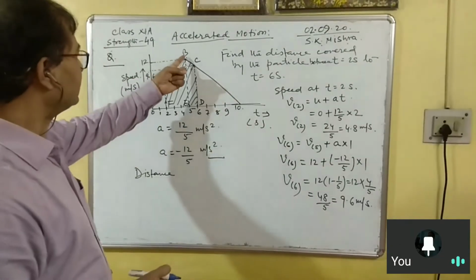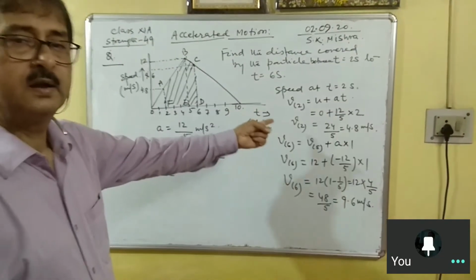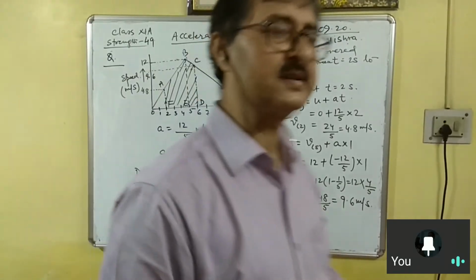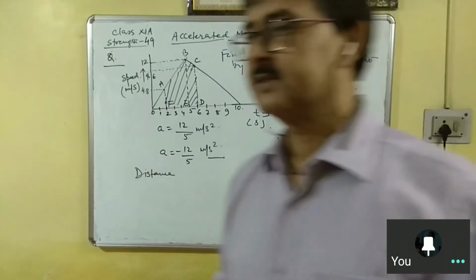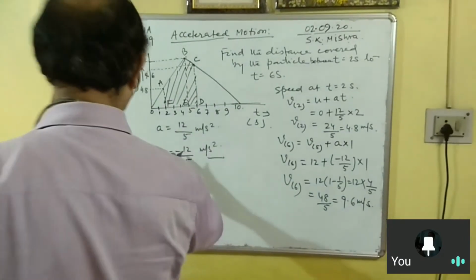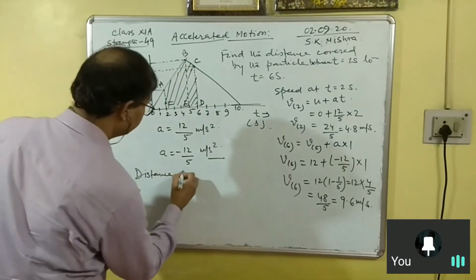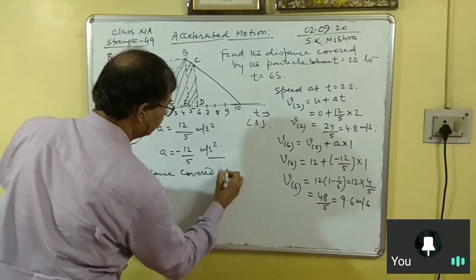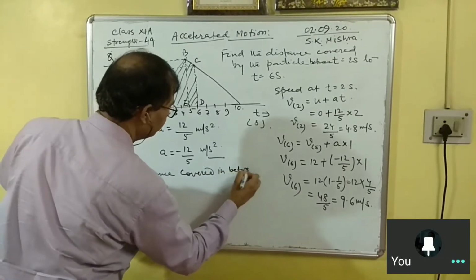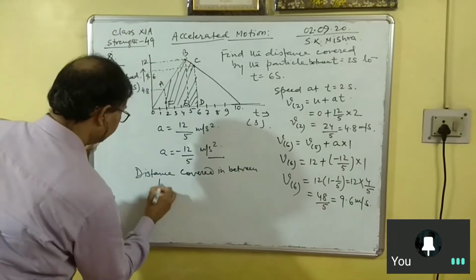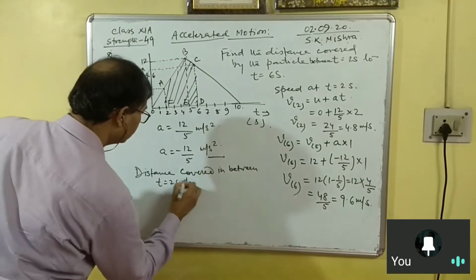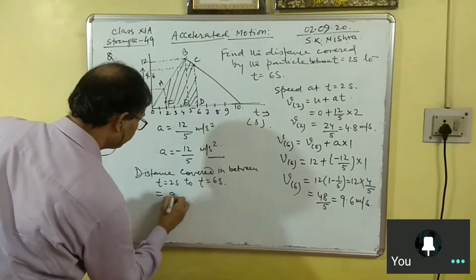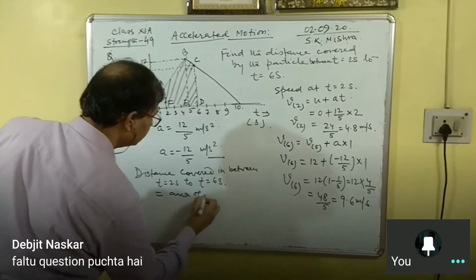Because the speed is decreasing, no? Speed is decreasing, so that means deceleration. So acceleration carries a negative sign. So the distance covered in between t is equal to 2 seconds to t is equal to 6 seconds is equal to the area of trapezium.